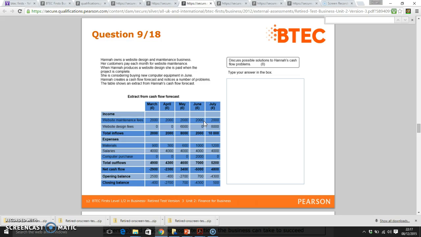The next thing we need to do is look at those outflows. What can she do to try and reduce them? Can we spot anything which stands out? So you could see that actually, what's going on?